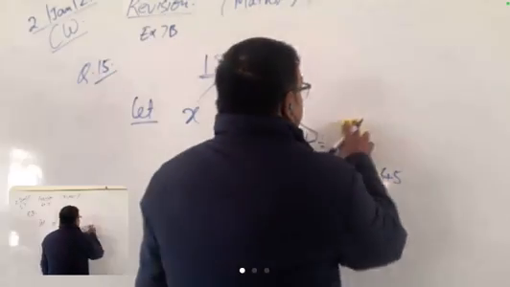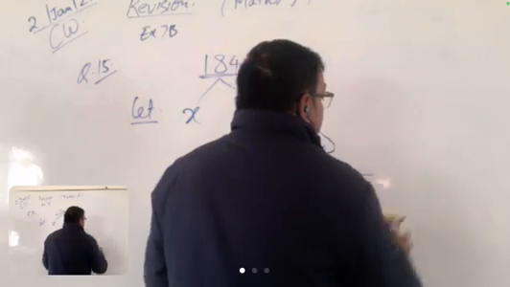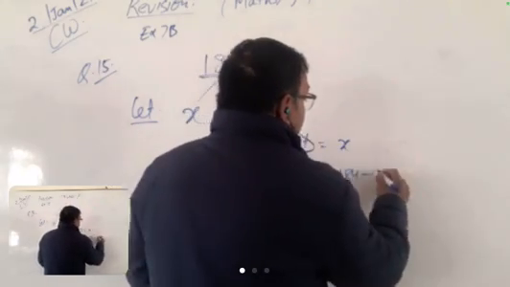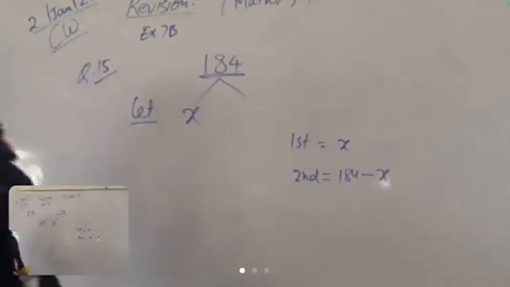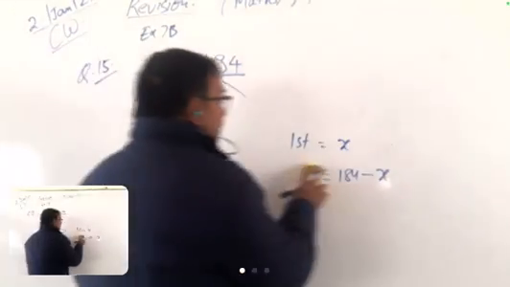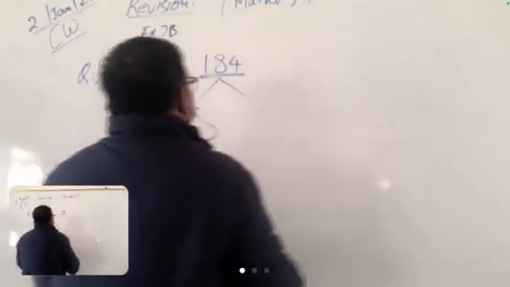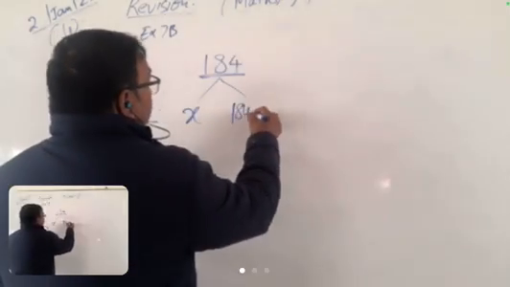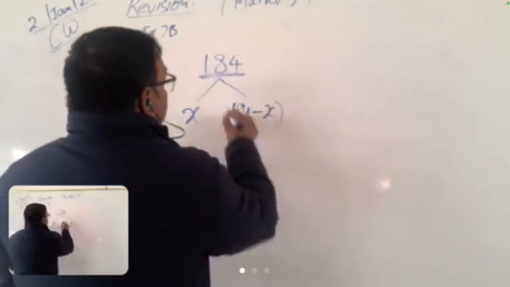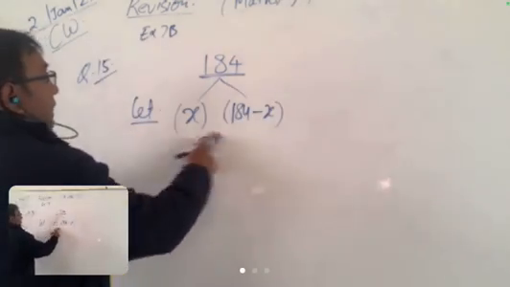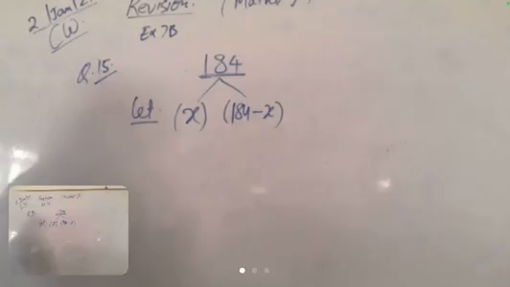Now the first part is x. Then the second part is what? Okay, is that clear so far? Now this is 184 minus x. So the first part is x and the second part is 184 minus x.